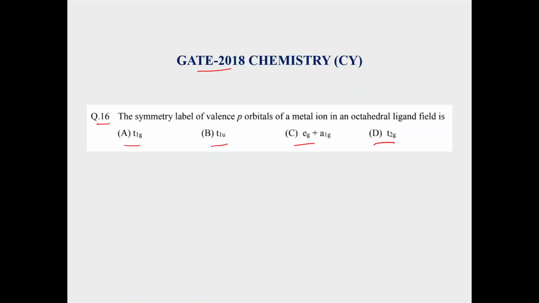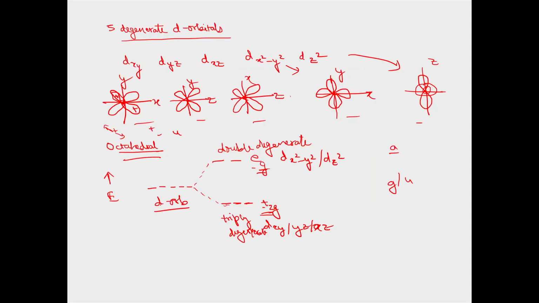Okay. So now we will see what happens for a p orbital. Now we know that for p orbitals, how many p orbitals do we have, right? px, py and pz, right? And all of them, okay, z, x, y.